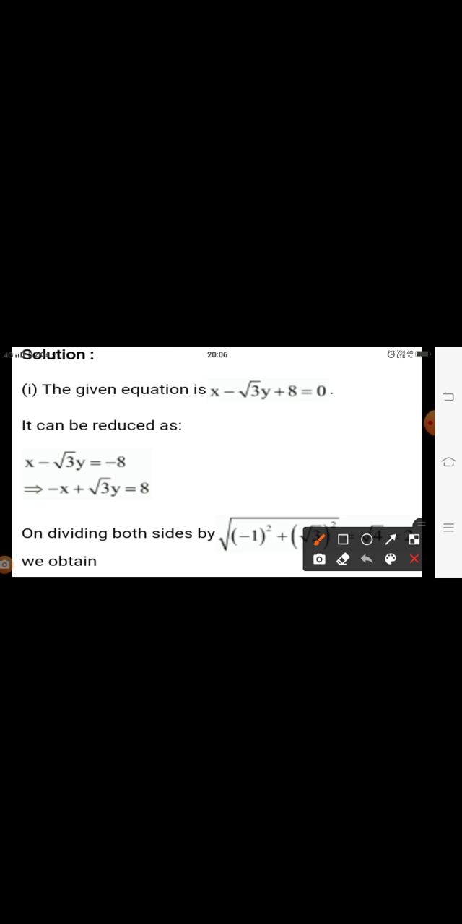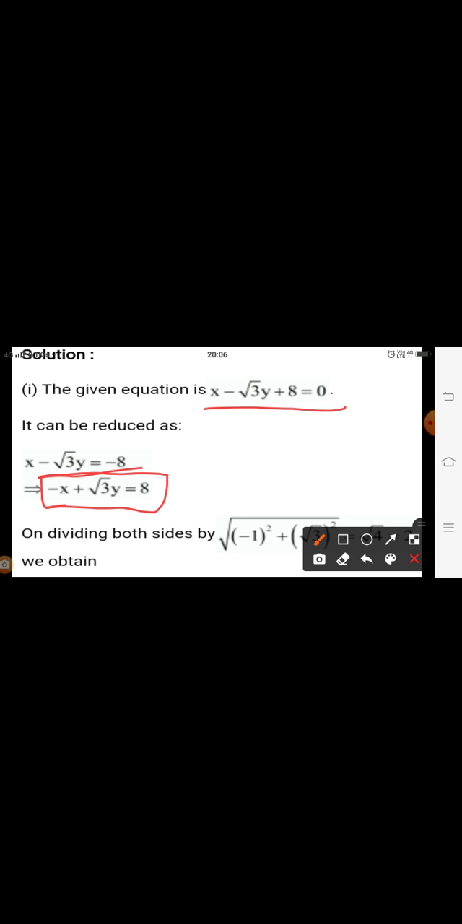Considering the equation x minus root 3y plus 8 equal to 0, if we reduce, we take 8 on the other side, we get minus 8, and distance cannot be negative. For this reason we multiply both sides by the minus sign. Then we get the reduced equation as minus x plus root 3y is equal to 8.